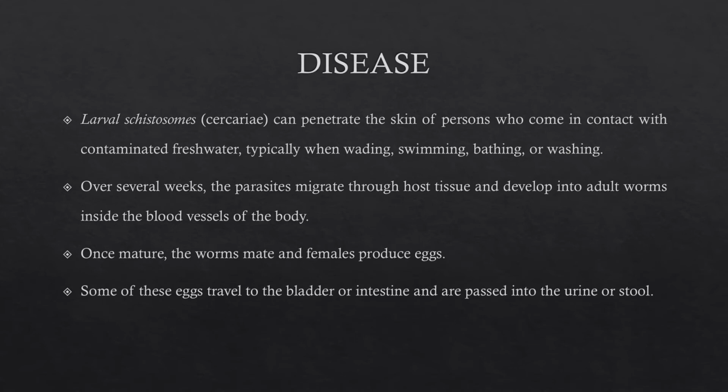Larval schistosomes or cercariae can penetrate the skin of persons who come in contact with contaminated fresh water, typically when wading, swimming, bathing, or washing. Over several weeks, the parasites migrate through host tissue and develop into adult worms inside the blood vessels of the body. Once mature, the worms mate and females produce eggs. Some of these eggs travel to the bladder or intestine and are passed into the urine or stool.